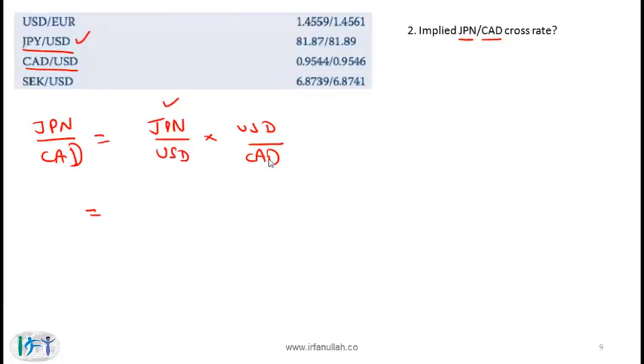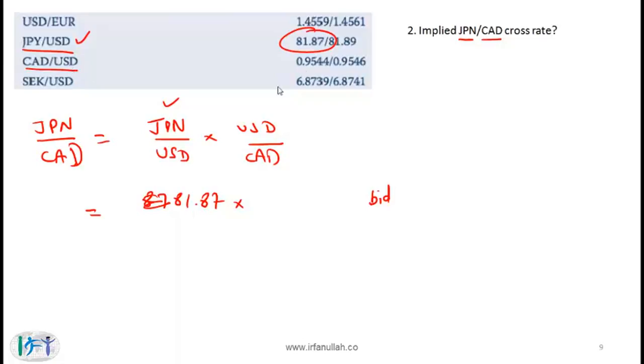But what about USD to Canadian? Here we want the Canadian dollar as the base, but what's given here is the US dollar as the base. So we will need to take the reciprocal. Japanese yen to USD for the bid is simply this number, 81.87. So remember, we are doing the bid first, multiplied by USD to Canadian. So USD to Canadian, remember, we need to find the inverse over here.